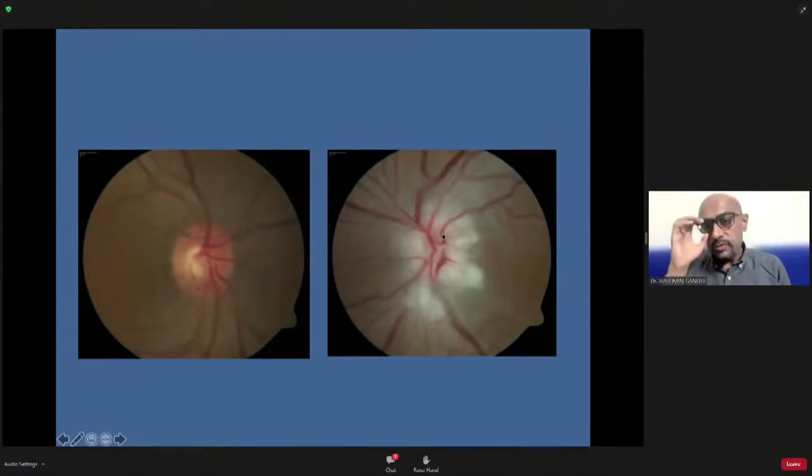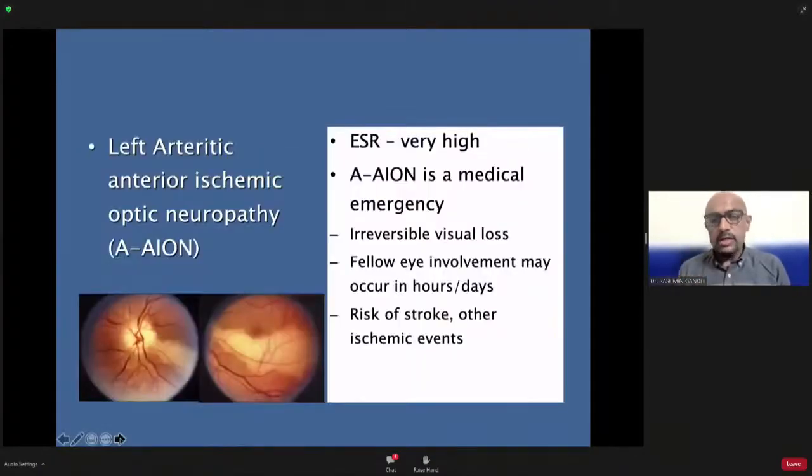So in an acute loss of vision, profound visual impairment in the age group of 70-75, with the patient complaining of headache and tenderness of the scalp, you are probably dealing with arteritic anterior ischemic optic neuropathy. For the postgraduate students, if you are asked about this in the viva or in the exam, you need to mention that it's an emergency.